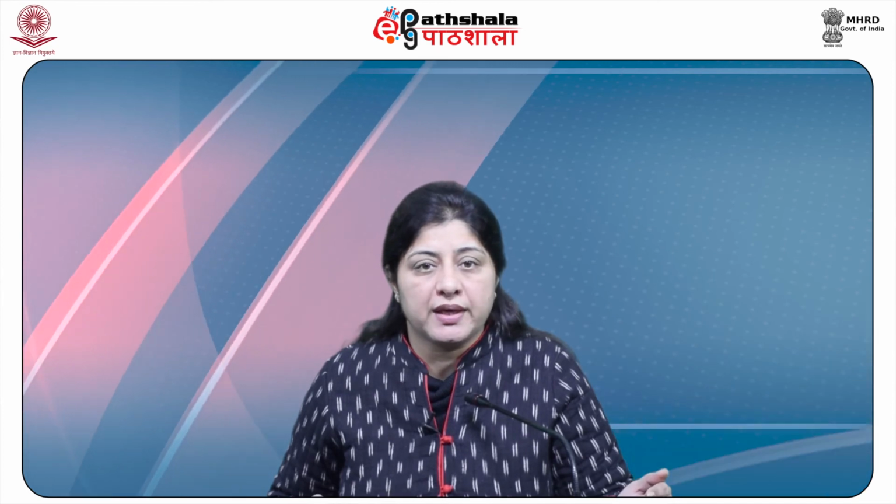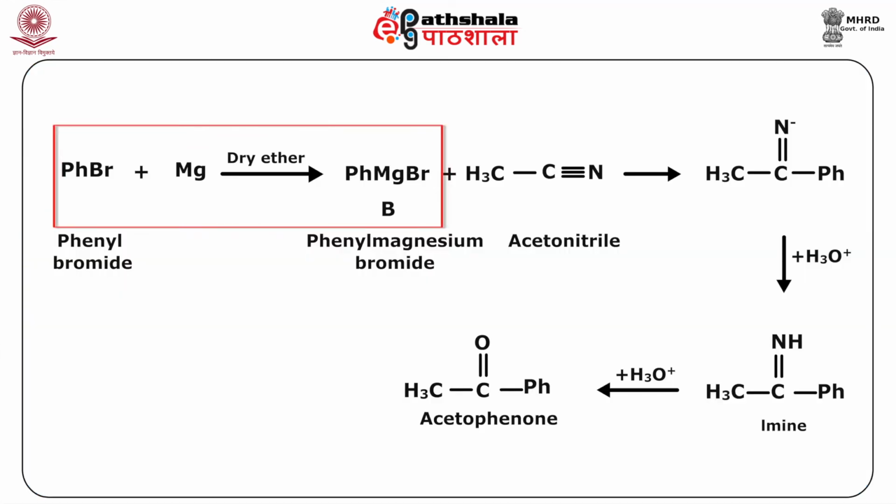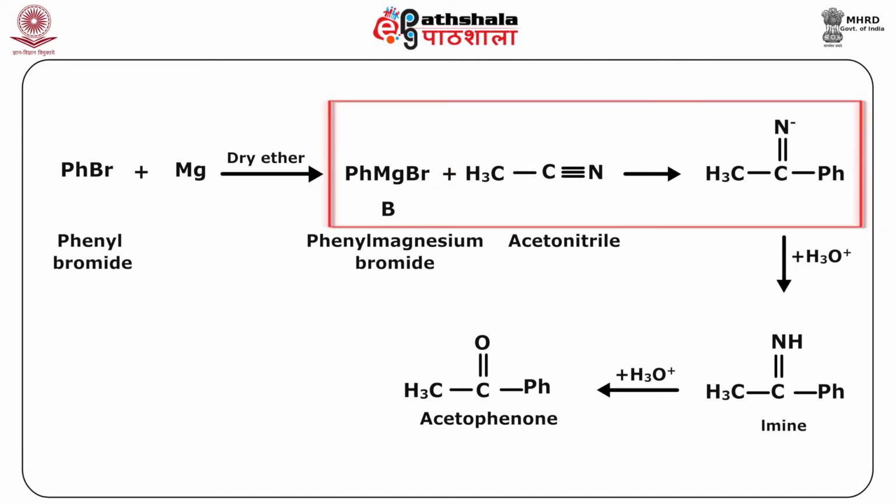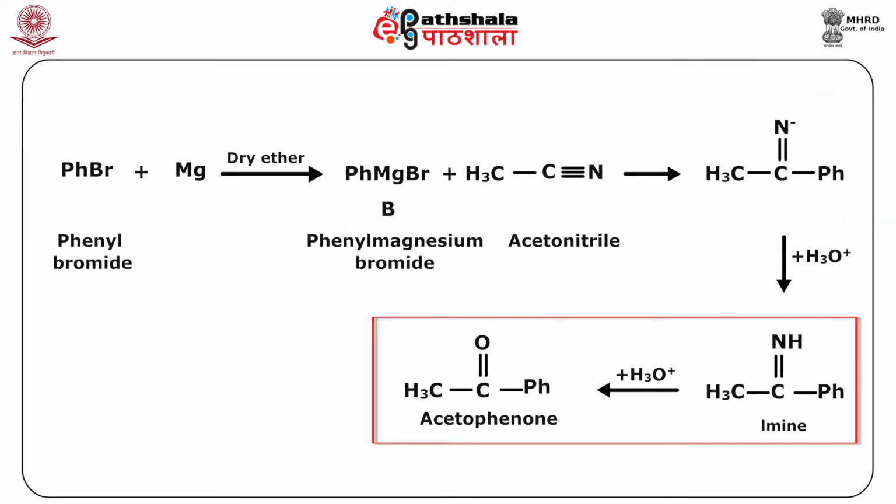The synthesis of acetophenone can be achieved in three steps from phenyl magnesium bromide and acetonitrile. In the first step, phenyl bromide reacts with magnesium in the presence of dry ether and forms phenyl magnesium bromide. Phenyl magnesium bromide B reacts with acetonitrile and forms imine. Imine on further acidic hydrolysis leads to the formation of acetophenone.